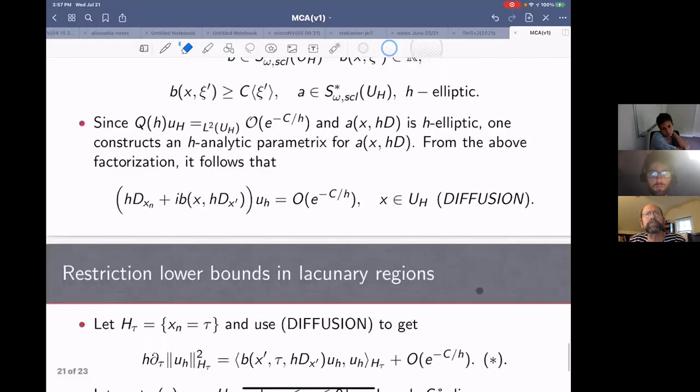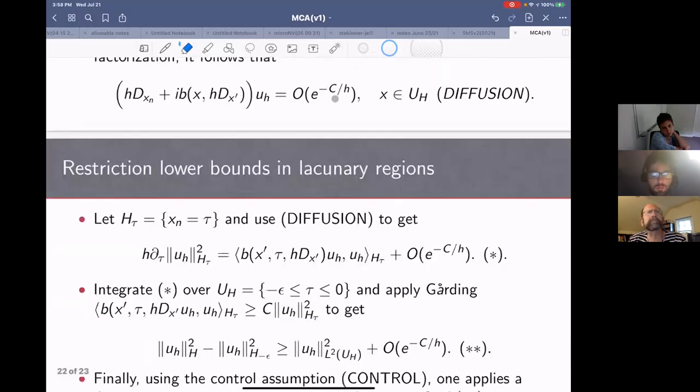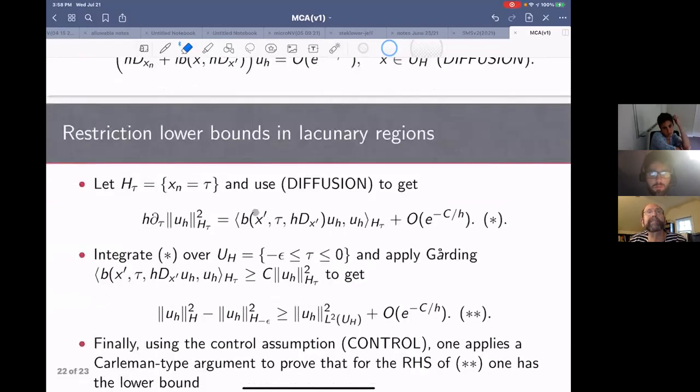And the constant here is uniform. It depends only on mg and the defect measure. All right, so what do I do? Well, basically, I just integrate.